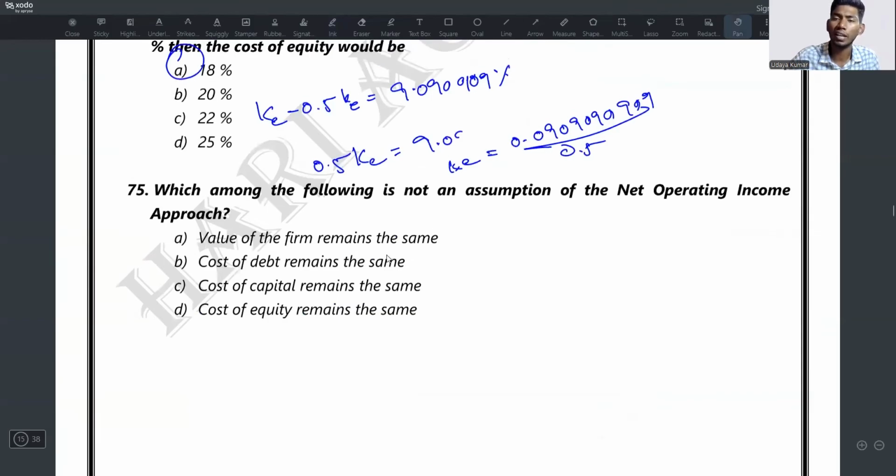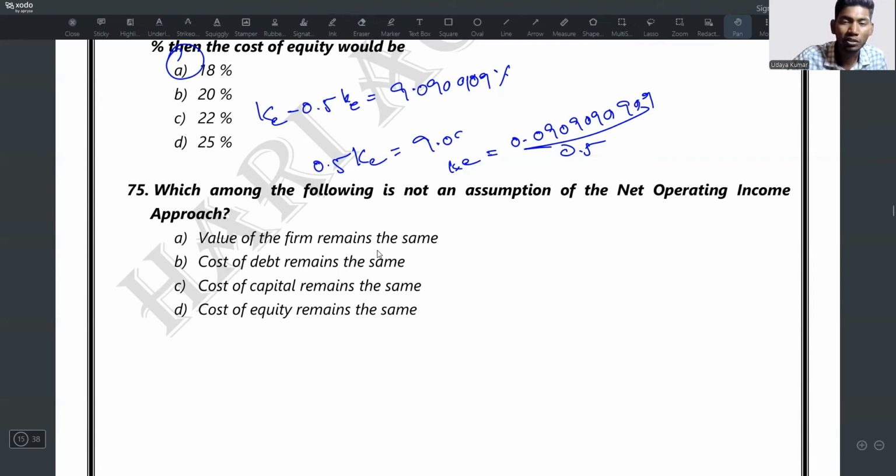Which among the following is not an assumption of net operating income approach? Assumption. He's asking us the assumption. So, while solving the capital structure problems, we have discussed a lot of theories, right? So, net operating income is one theory we have discussed, in which we have discussed the list of assumptions. So, what is the assumption which is not related to the net operating income he is asking us to find?